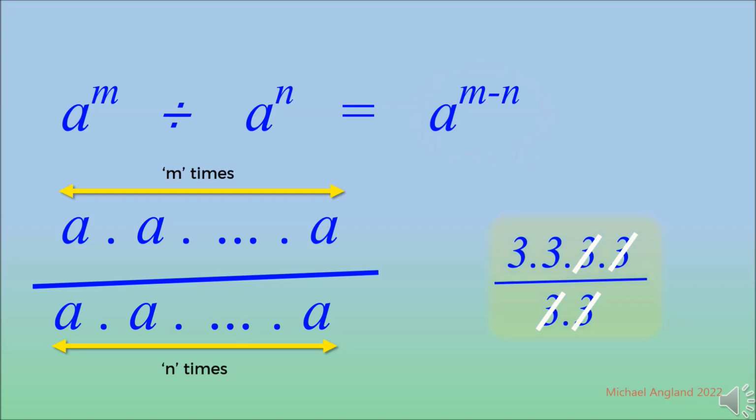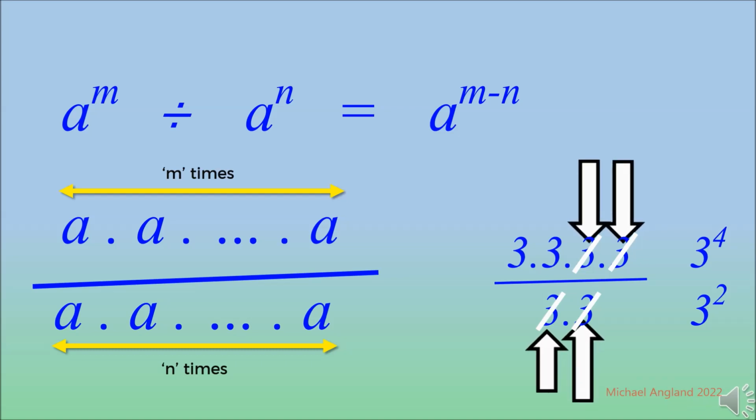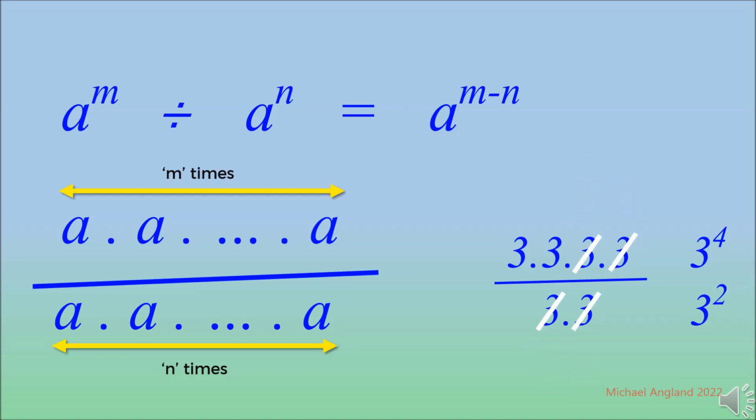Looking at this example over here, we have 3 multiplied by itself 4 times in the numerator and 3 multiplied by itself twice in the denominator. So we have 3 to the 4 over 3 to the 2. And as we can see by cancelling, 2 of the 3's in the numerator cancel with 2 of the 3's in the denominator, leaving 2 3's multiplying each other in the numerator. Hence, 3 squared. 3 to the 4 over 3 to the 2 is 3 to the 4 minus 2, or 3 squared.